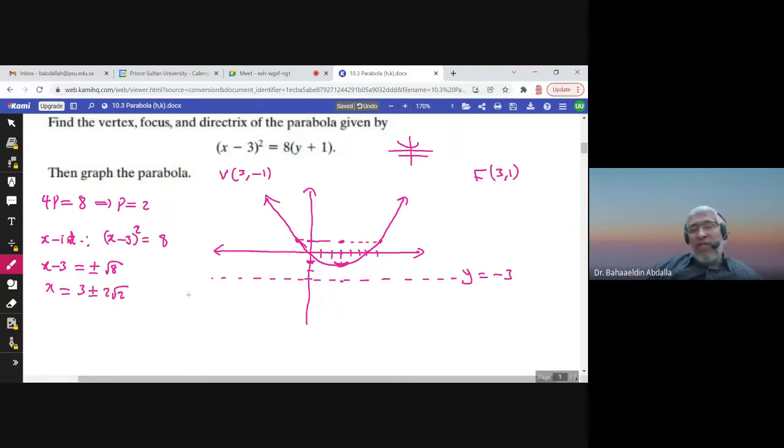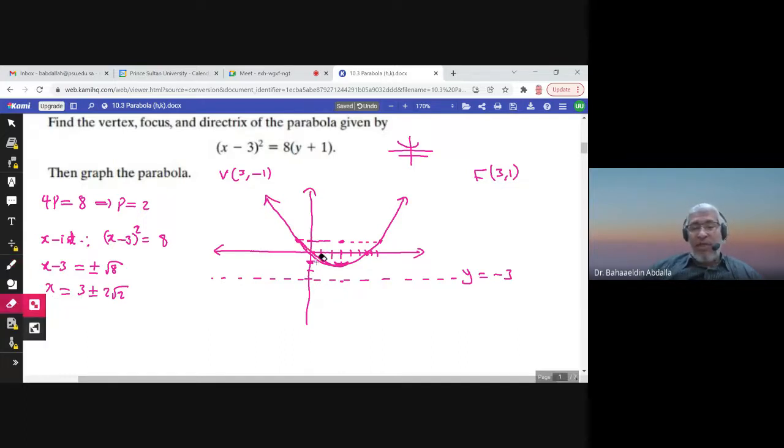And you can find the x-intercepts exactly. So 3 plus 2 square root of 2 is 5.8. Okay, so 3, 4, 5, 6. So this should be 5.8. And 3 minus the square root of 8 is 0.17. So it's not (0, 0), it should be here. Okay, it should be here. So this will make your graph more accurate.